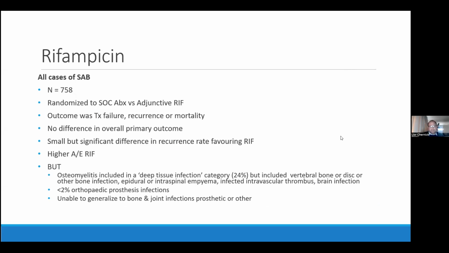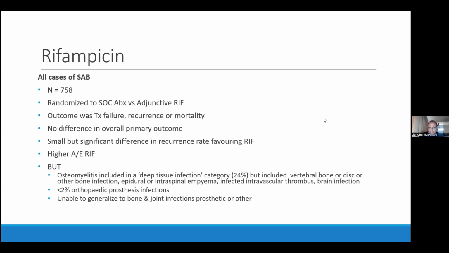But it's important to know that in this study, essentially what we're dealing with, bone and joint infections, were really poorly represented. So this was looking at bacteremia, all-cause bacteremia from staph, but in this study, osteomyelitis was included in a sort of conglomerate of deep tissue infection, which made up 24% of the total sample size, but it included vertebral osteomyelitis, epidural, intraspinal empyemas, infected intravascular thrombi, also cerebral abscesses. So really a bit of a hodgepodge, and it doesn't break down how much of each one of those comprise that 24%. So again, osteomyelitis is not necessarily a big component of this.